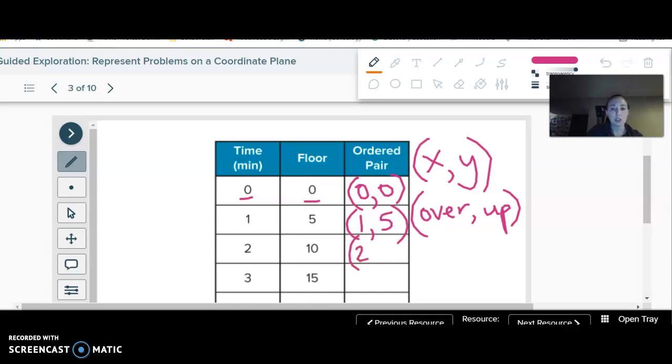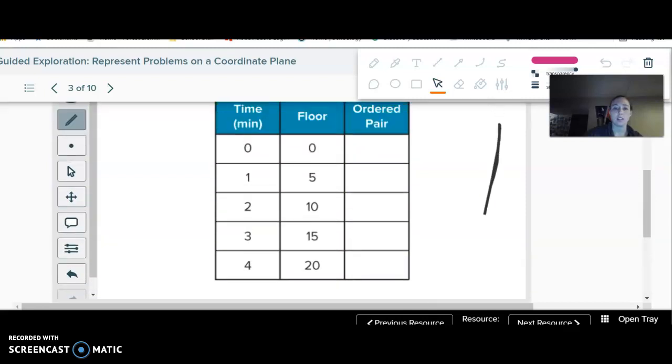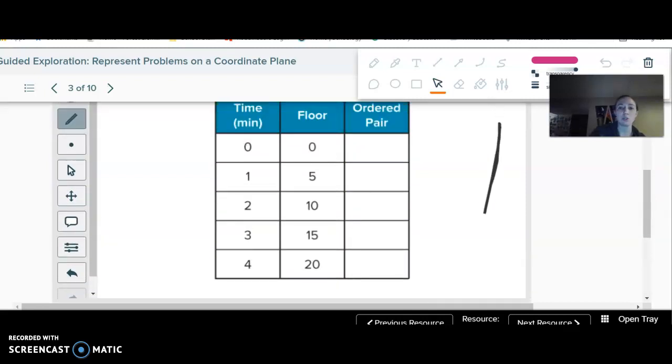The next one is 2, 10. Then we have 3, 15. I have to scroll, but my pen won't scroll, so make sure you have that. Pause if you need to, and then I'll do the other ones. Oh, just one more. Just 4, 20 on the last one.